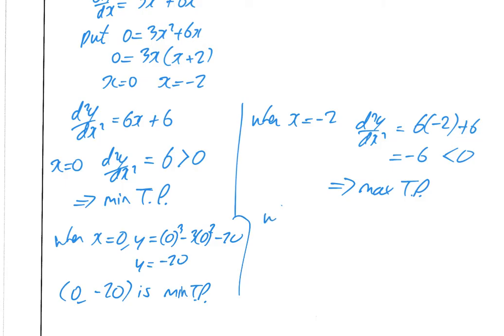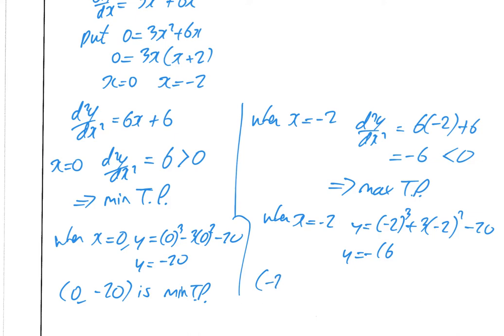Same idea over here. When x equals minus 2, your y is equal to minus 2 cubed plus 3 times minus 2 squared minus 20. So y is equal to minus 16. So that tells you minus 2, minus 16 is a maximum turning point. And that's our question done.